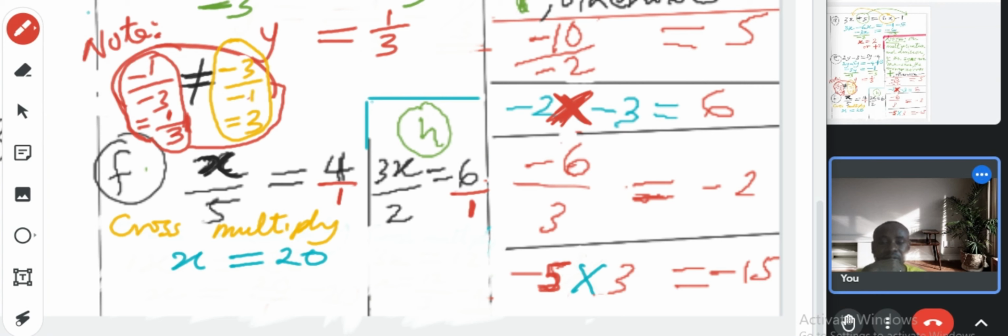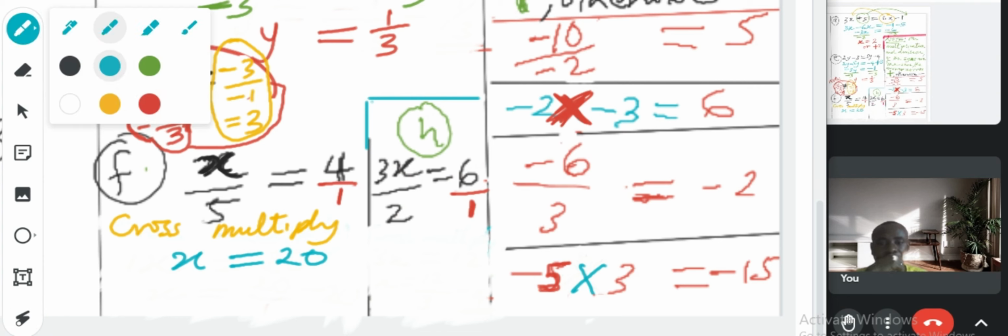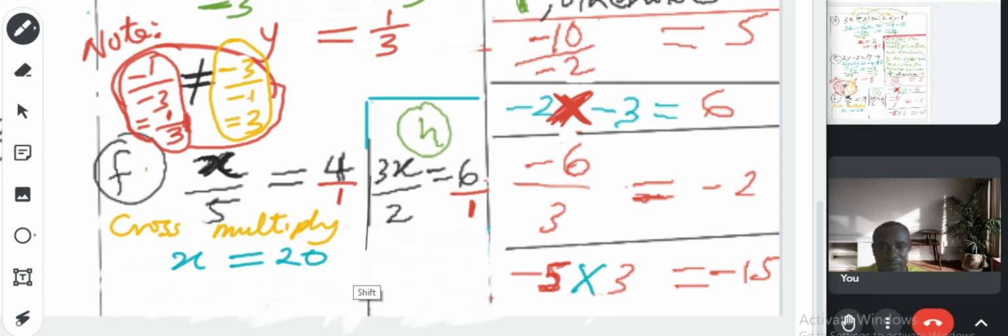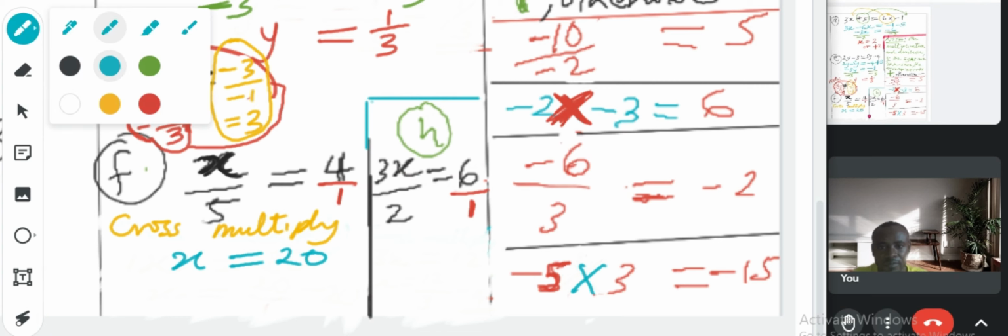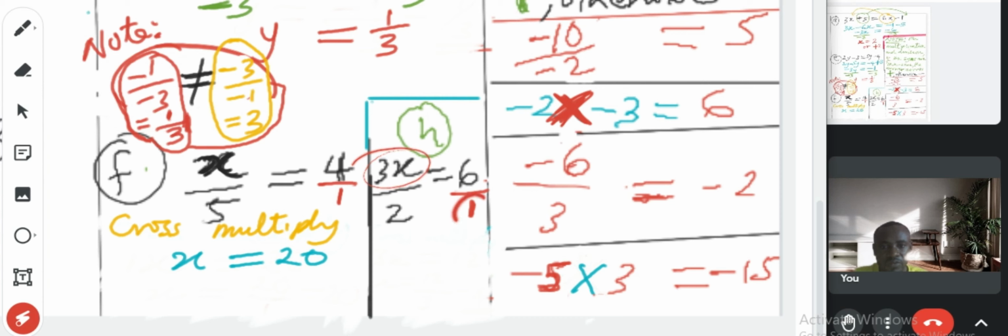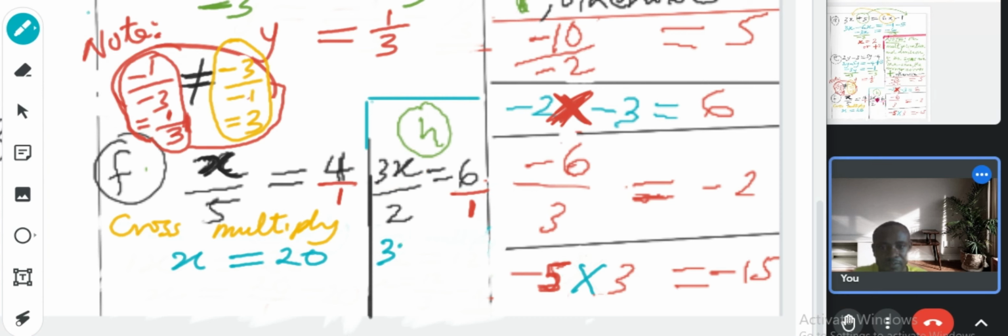Do you understand? Before you cross multiply, go ahead and cross multiply. So 3x times 1 will make 3x. Okay, let me write it down. 3x times 1 will give you 3x, equals 2 times 6 will give you 12. Okay, so what do you do from here?